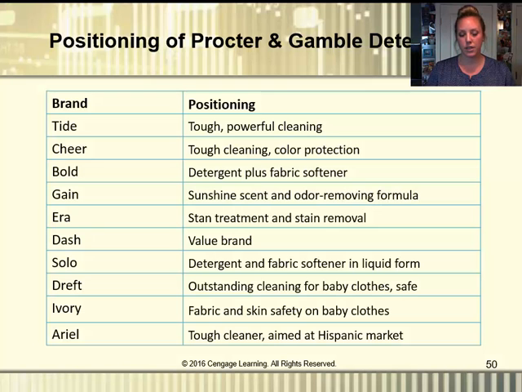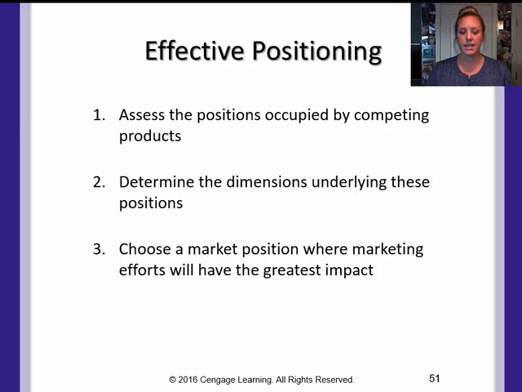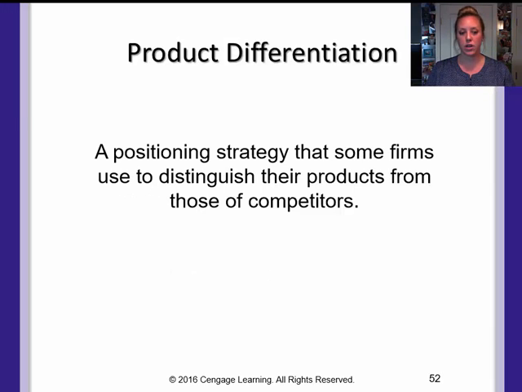This slide that you're looking at compares the unique position of Procter & Gamble's laundry detergents. So effective positioning assesses the position occupied by the competing products, determines the dimensions underlying these positions, and chooses a market position where the marketing efforts will have the greatest impact. One positioning strategy that many firms use to distinguish their products from competitors is based on product differentiation. The distinctions between products can be either real or perceived.